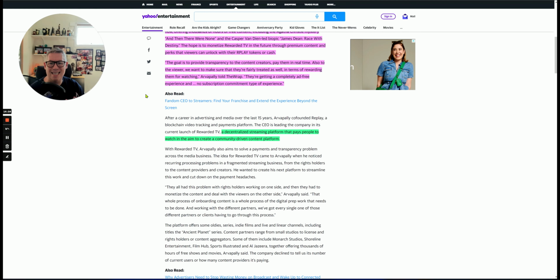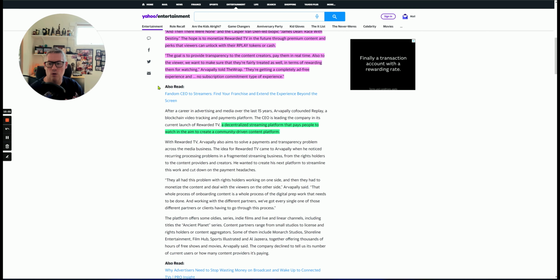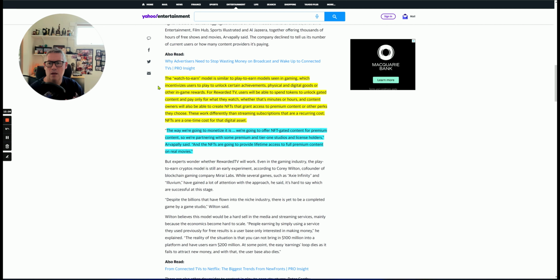The article goes on to say that it is a decentralized streaming platform that pays people to watch, with the aim to create a community-driven content platform. That's what the goal is of the ecosystem. The watch-to-earn model is similar to play-to-earn models seen in gaming, which incentivizes users to play to unlock certain achievements, physical or digital goods, or other in-game rewards. For Reward TV, users will be able to spend tokens to unlock gated content and pay only for what they watch, whether it's minutes or hours, and content owners will also be able to create NFTs that grant access to premium content or other perks they choose. These work differently than streaming subscriptions that are a recurring cost. NFTs are a one-time cost for that digital asset.